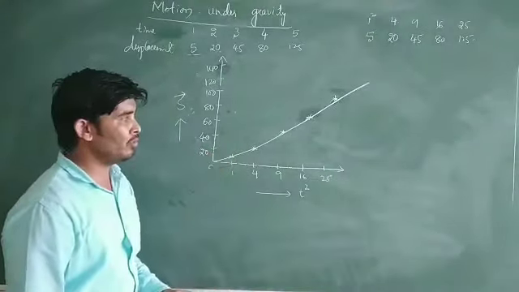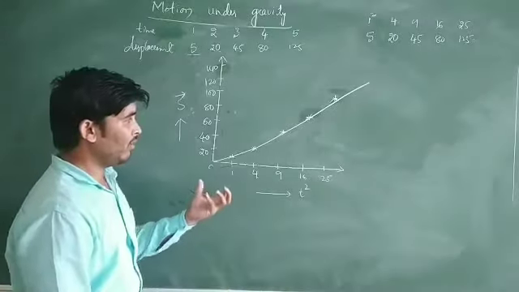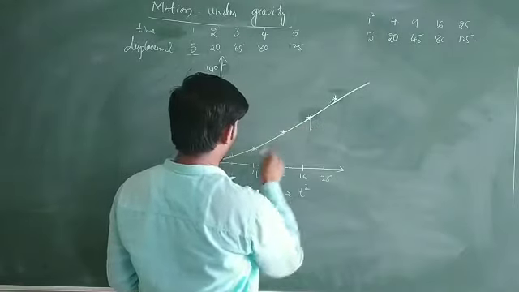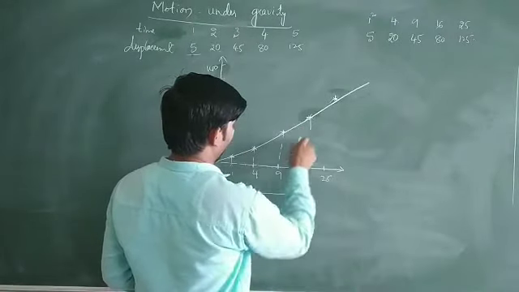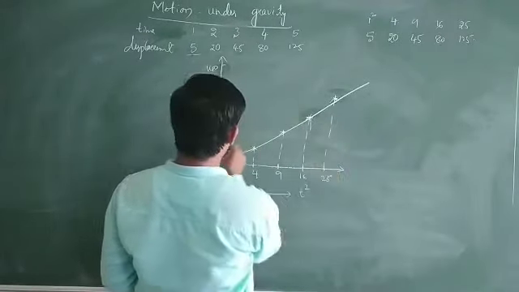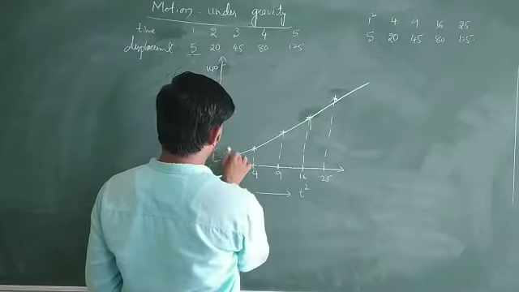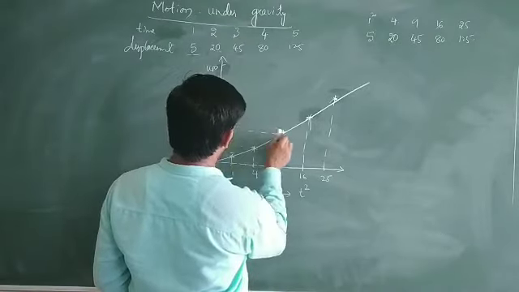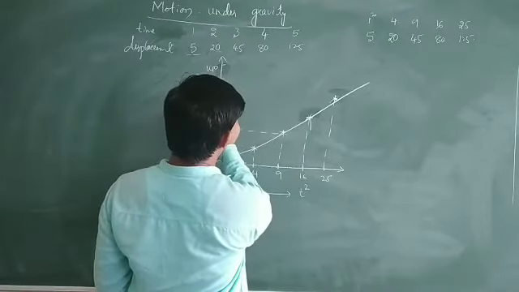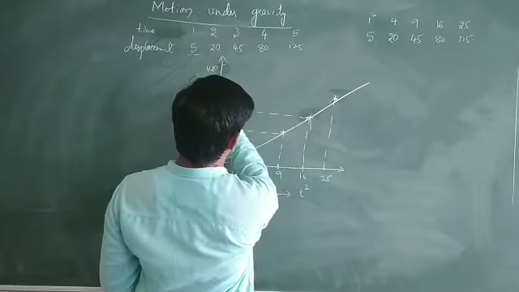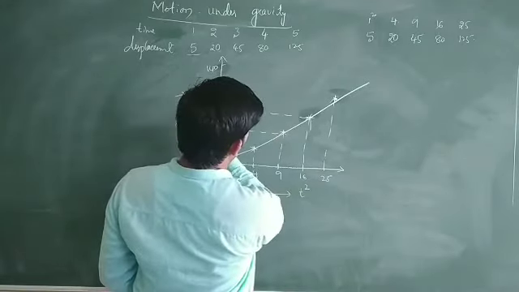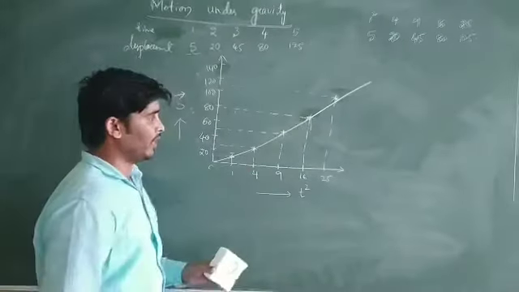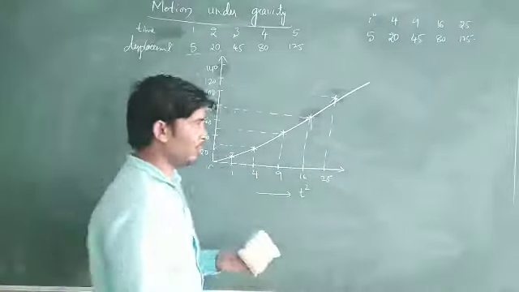So if you want to find out the slope, what you have to do is select any 2 points. So now I will select these 2 points. From these points, draw the perpendicular to the time axis as well as the displacement axis. So from these we can find out the slope.